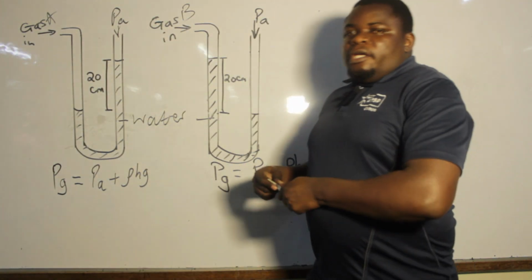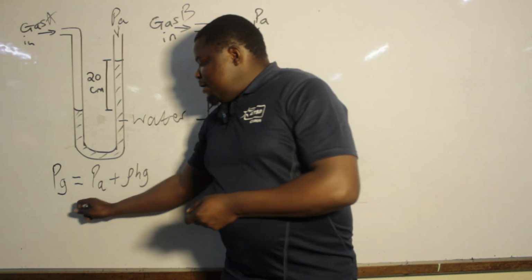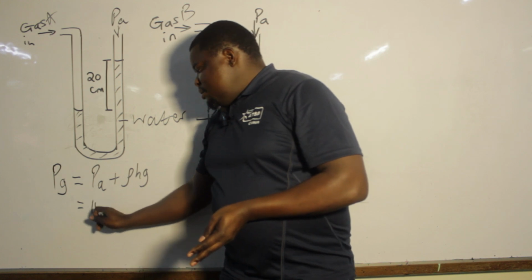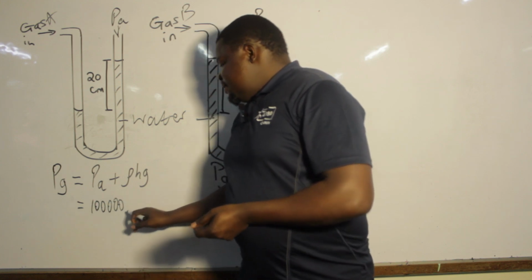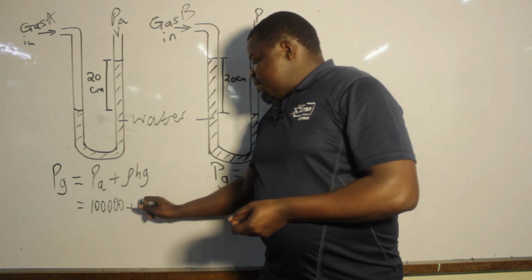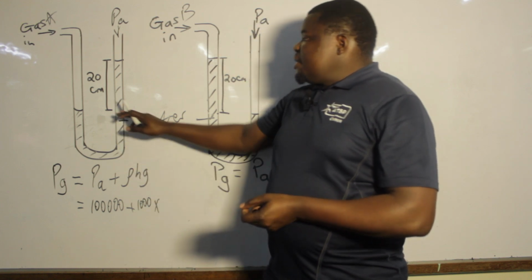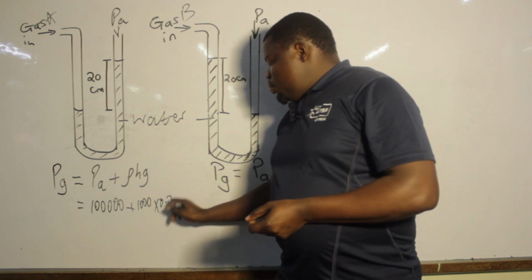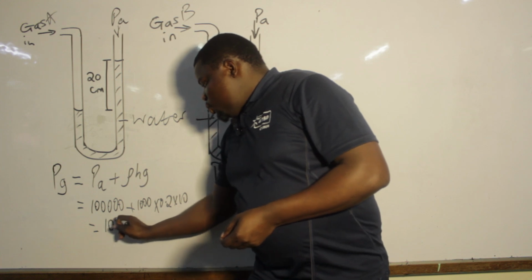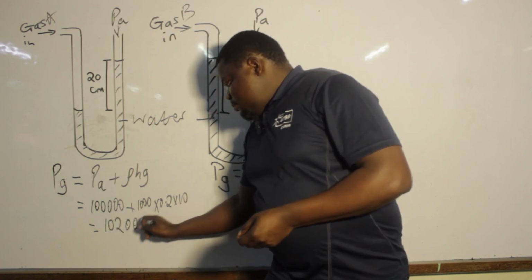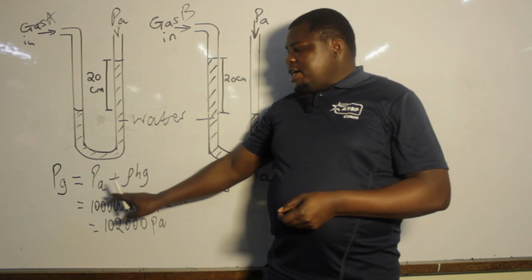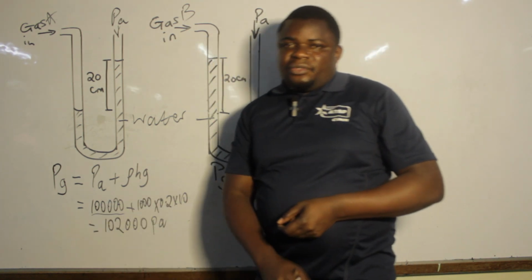So here, when we substitute, atmospheric pressure is roughly about 100,000 pascals, plus density of water, which is 1,000, times height in meters, which is 0.2, times 10. So this gives us a total of 102,000 pascals. So this is the pressure of that gas. You can see it's actually higher than atmospheric pressure, which is 100,000.